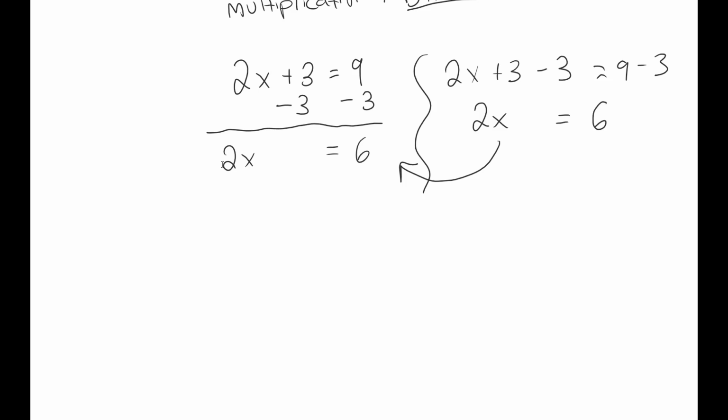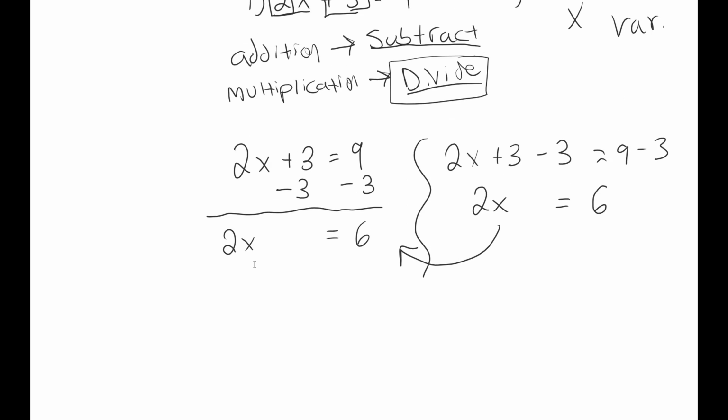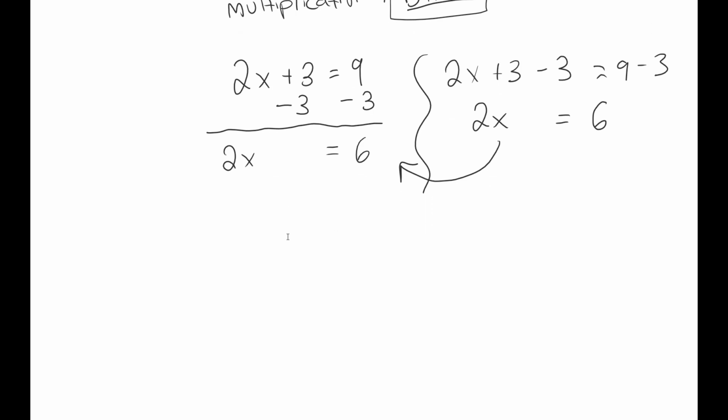So from this step here, I'm going to divide by 2. And I can see that the last step that I have is a division of 2. So let's go here and let's divide both sides by 2. And I get x equals 3. And there you have it. We've solved our first linear equation.